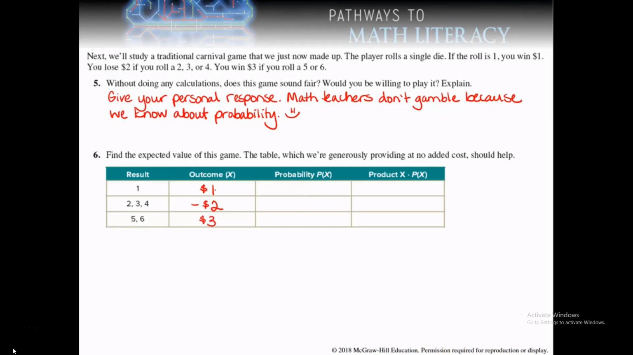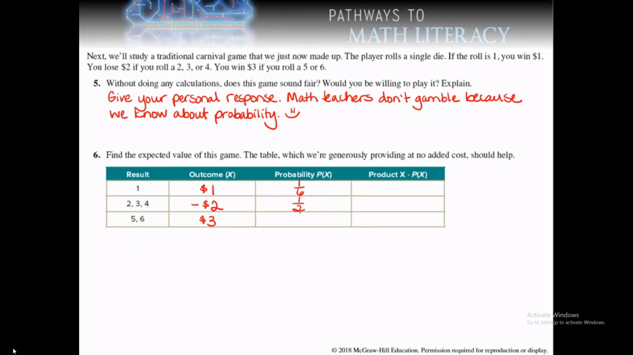So to win $1, there's only one number that will allow you to do that. So that's 1 out of 6 or 1/6. And then to lose $2, there are 3 numbers that do that. So 3 out of 6, which reduces to 1/2. And to win $3, there are 2 numbers that do that. So 2 out of 6 reduces to 1/3.